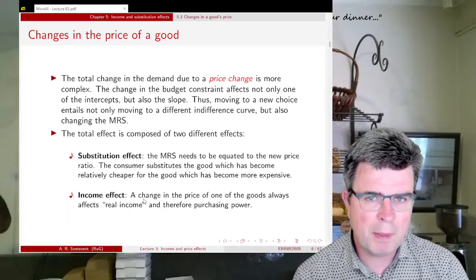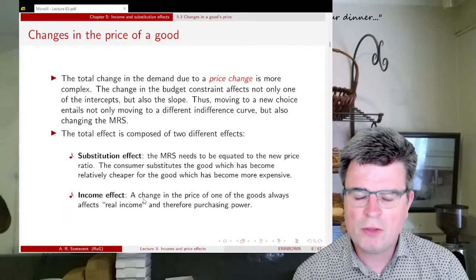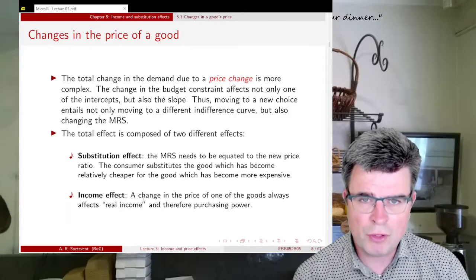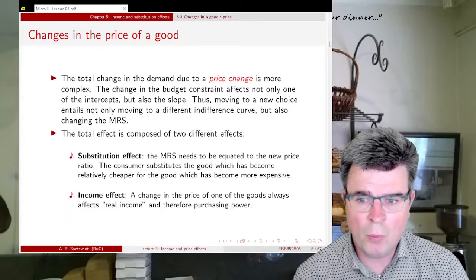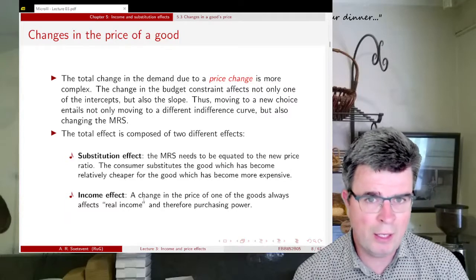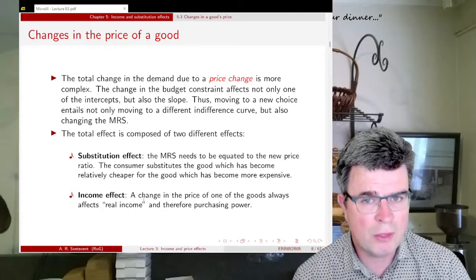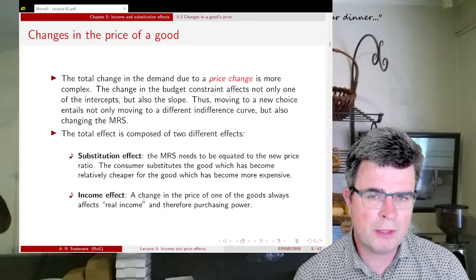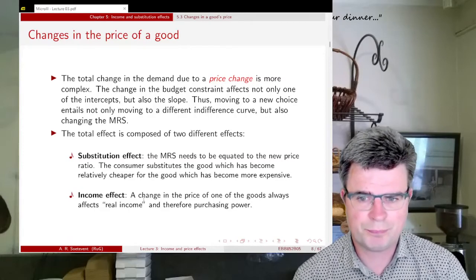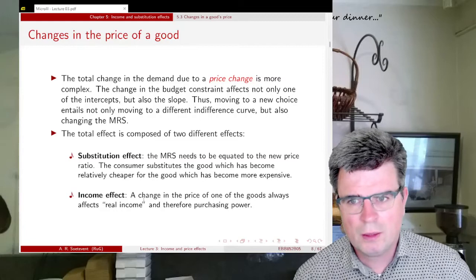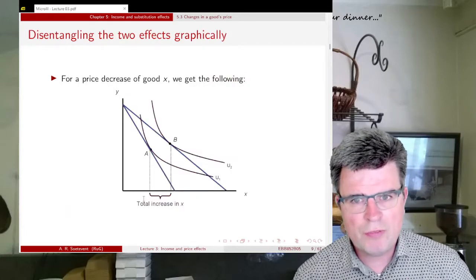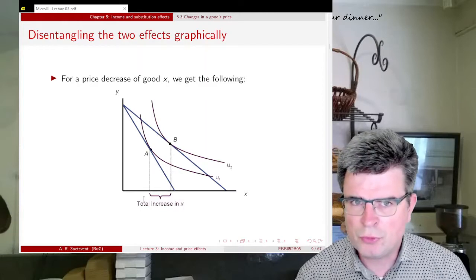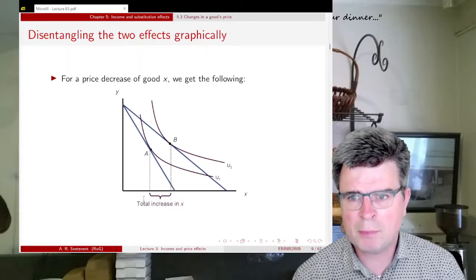And the second impact is the income effect. If the price of one of the two goods changes, this will always impact the real income of an individual, so what he or she can do with his income, and therefore the purchasing power of the individual. So graphically, we get the following, and this is something that's familiar to you from your introductory microeconomics course.